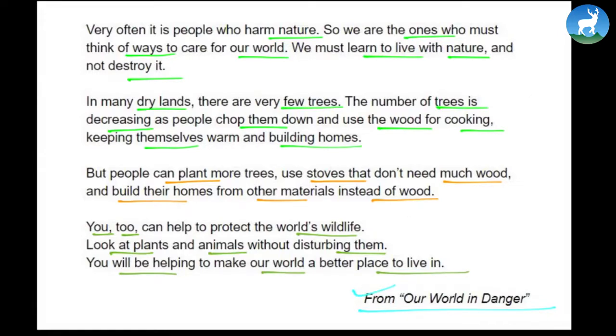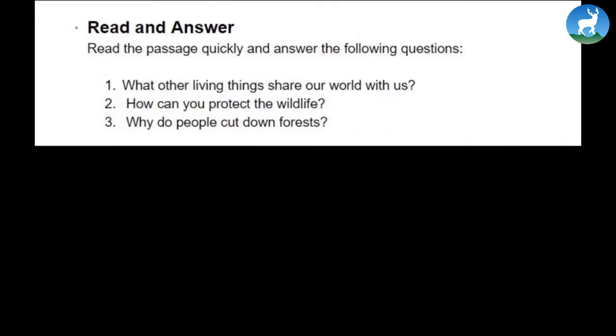Now we shall be discussing some questions from the reading portion of the book, but let's discuss this question first. It's more like a post-reading activity. It says, read the passage quickly and answer the following questions. The first question is, what other living things share our world with us? How can you protect the wildlife? And finally, why do people cut down forests?